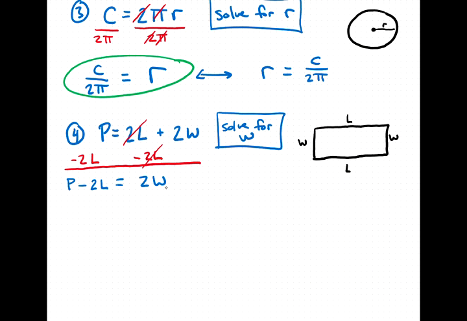We want W by itself. Right now we have 2 times W, and the opposite of times 2 is divide by 2. Divide both sides by 2. So on the right, the 2 on top and the 2 on the bottom cancel, leaving us on the right-hand side with W. And that was our goal, to solve for W. And on the left, we have P minus 2 times L, all divided by 2.